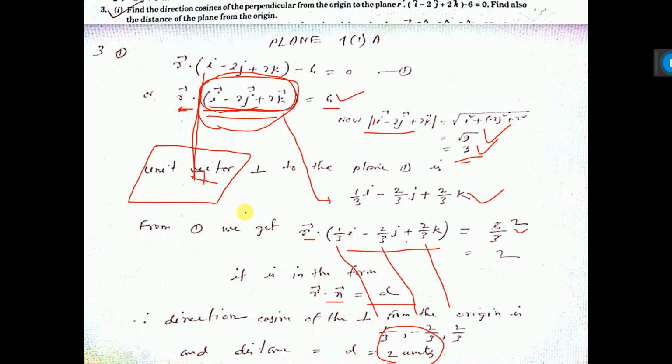Why 2 units? Because on this side we took the unit vector, so r dot n equal to d gives d, which is the distance of the plane from the origin. So the origin distance you will get by this formula. That's all.